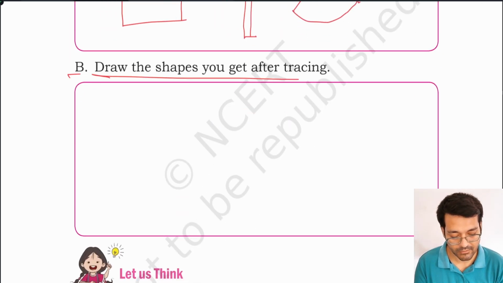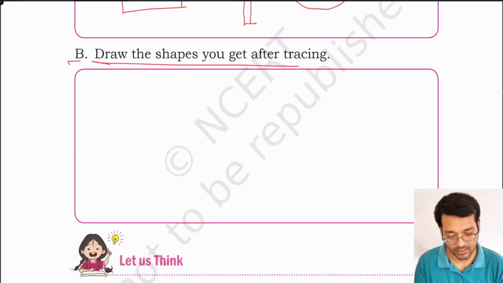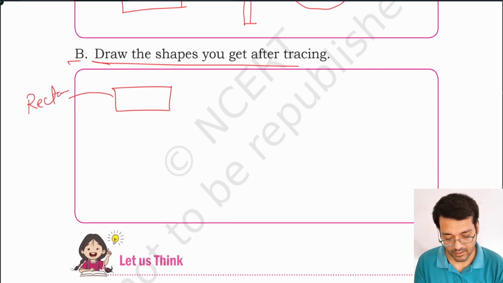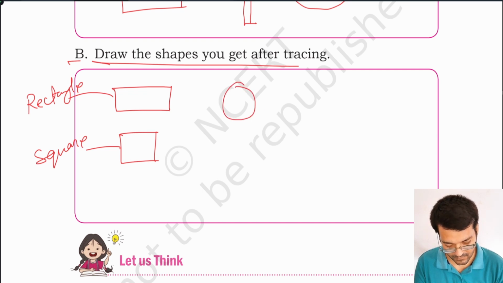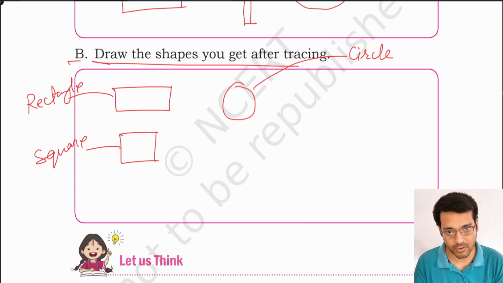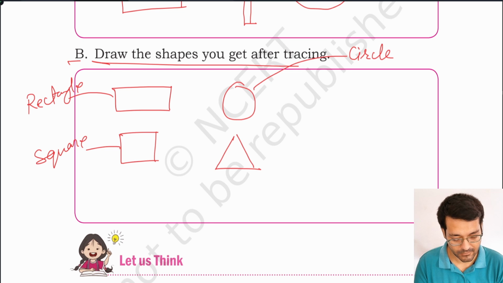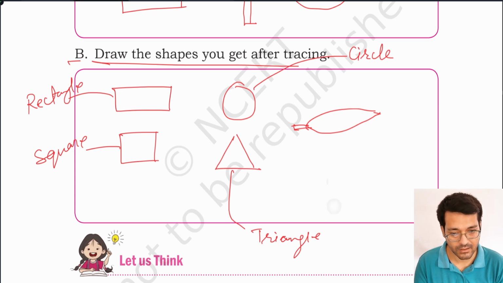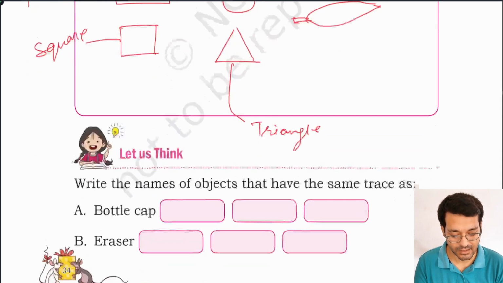B, draw the shapes you get after tracing. You have to draw the shapes after tracing. For example, you will get a rectangle shaped object. Rectangle. You may get a square. You may get a circle. Mainly using coins or ball or bottle cap, you may get a triangle. You may get other shapes, like the shape of a leaf, or you may get irregular shapes, any shape other than this.